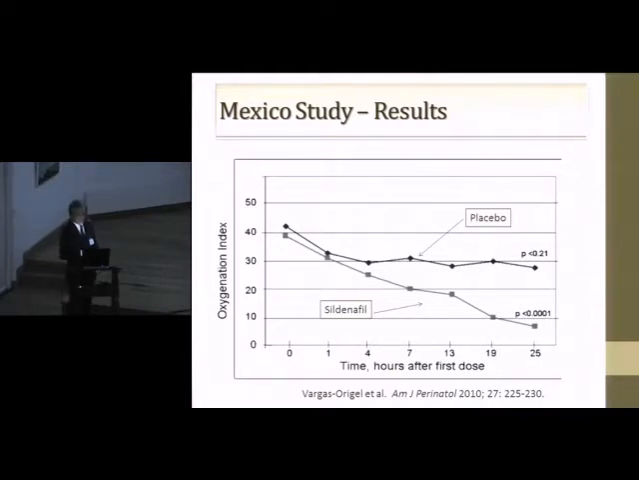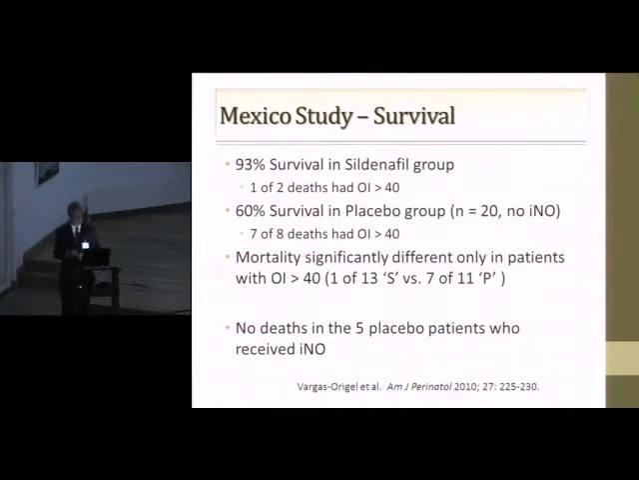Looking at the oxygenation index, which again is the easiest thing to measure, you can see that in the placebo group it really changed very little. The sildenafil group had a significant decline in the first 24 hours after the dosing began. Comparing survival again, there was 93% survival in the sildenafil group and 60% survival in the placebo group.